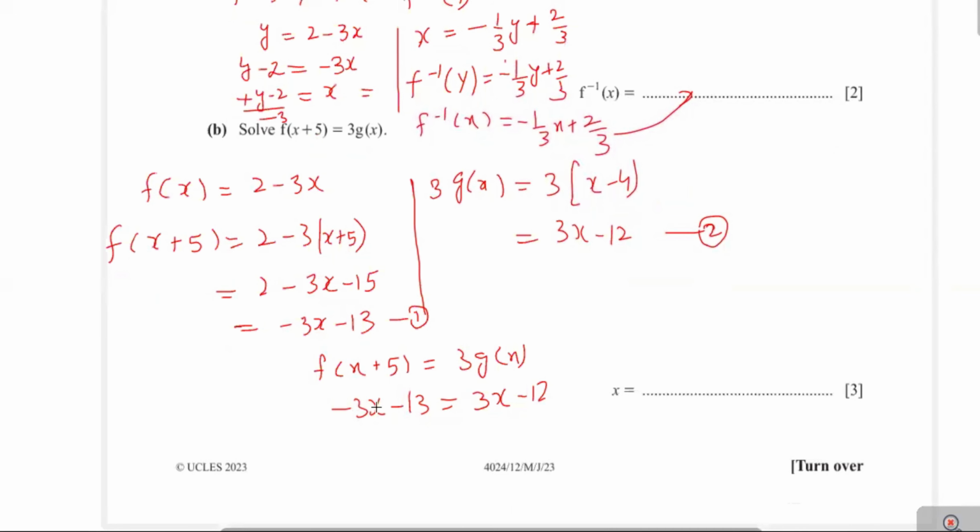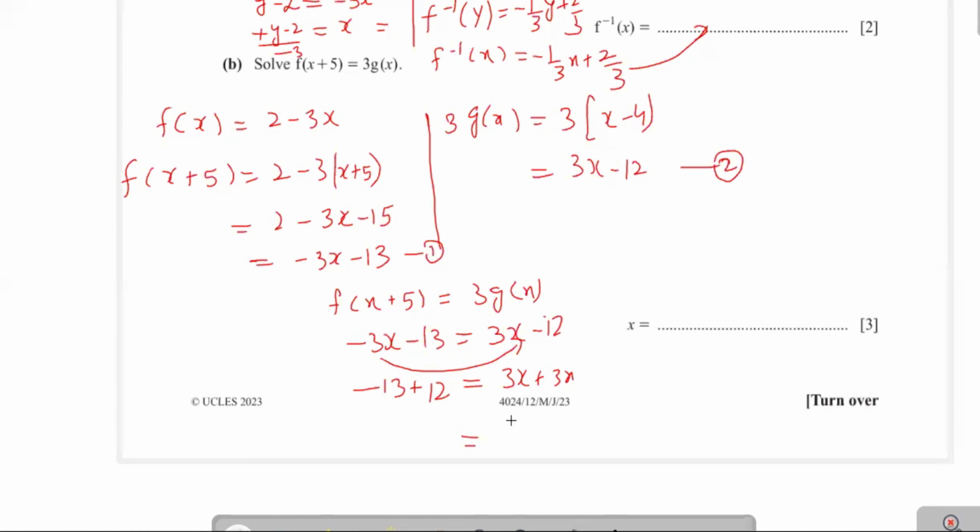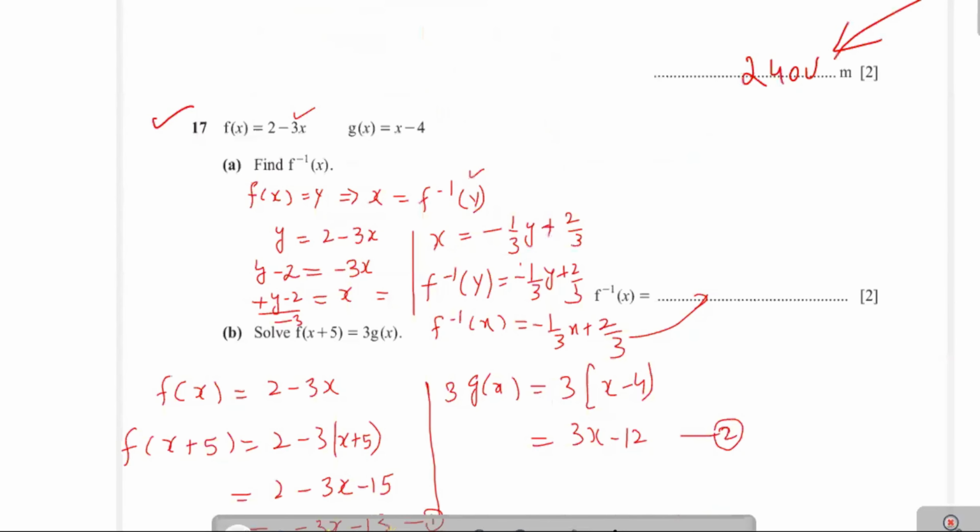We shift the minus 3x from left to right side, we get 3x plus 3x, and minus 12 shifts from right to left side, we get minus 13 plus 12. Now we can write it as 6x equals minus 1. Therefore, x will be equal to minus 1 over 6. And this is the answer.